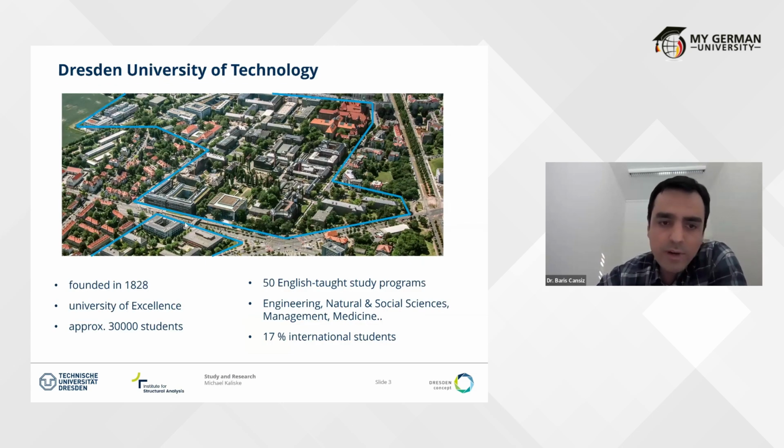So our university was founded in 1828, and since then the Dresden University is one of the most popular locations for higher education and research. Since 2012, we have the title Excellence, which indicates the quality of the study programs, and at the same time, the quality of academic works performed in the university. We have approximately 30,000 enrolled students, and out of 30,000, around 17% are international students who come from different countries all over the world. And we have 50 English taught study programs in different directions like engineering, natural and social sciences, management, medicine, and mathematics.